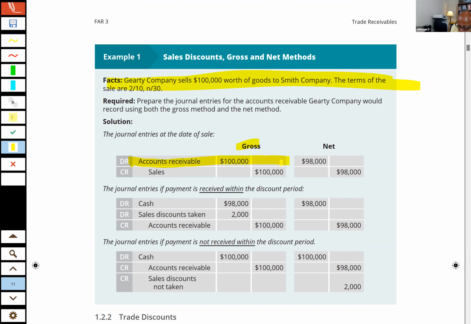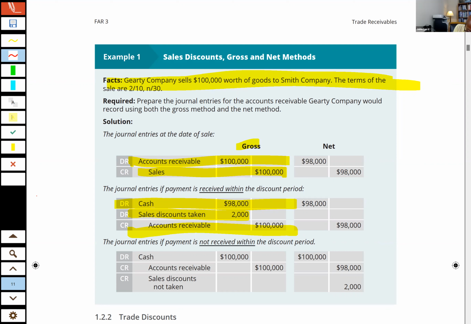You debit the account receivable for the gross amount of receivable. You're not worried about the discount. If the discount is taken, of course, 100,000 times 2% is a $2,000 discount. You would debit the cash for the full cash you got. You will credit the account receivable for 100,000, and then you'll debit this account called sales discounts taken, 2,000.